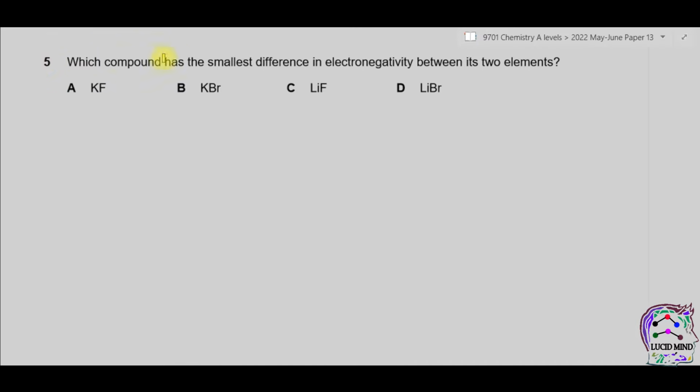Question number 5. Which compound has the smallest difference in electronegativity between its 2 elements? So they have given potassium fluoride, potassium bromide, so potassium is the same. Then they have given lithium fluoride and lithium bromide. So we have fluoride, bromide, lithium and potassium. Let's see in the periodic table.